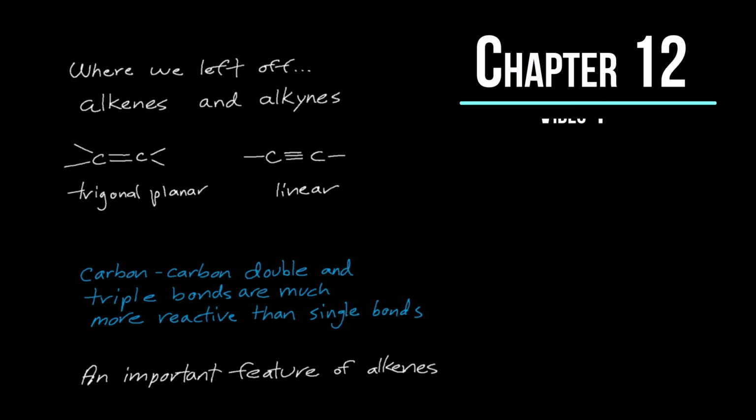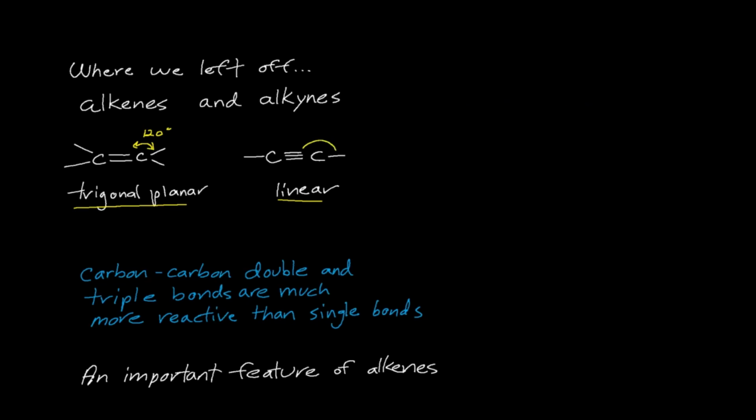We're going to pick up where we left off with alkenes and alkynes. Most of this video will deal with alkenes. So where we left off was that alkenes are trigonal planar in geometry, meaning all of these angles are 3 parts of a circle, 120 degrees, while alkynes are linear in geometry, so meaning these angles are 180 degrees. So it's important to remember those geometries.